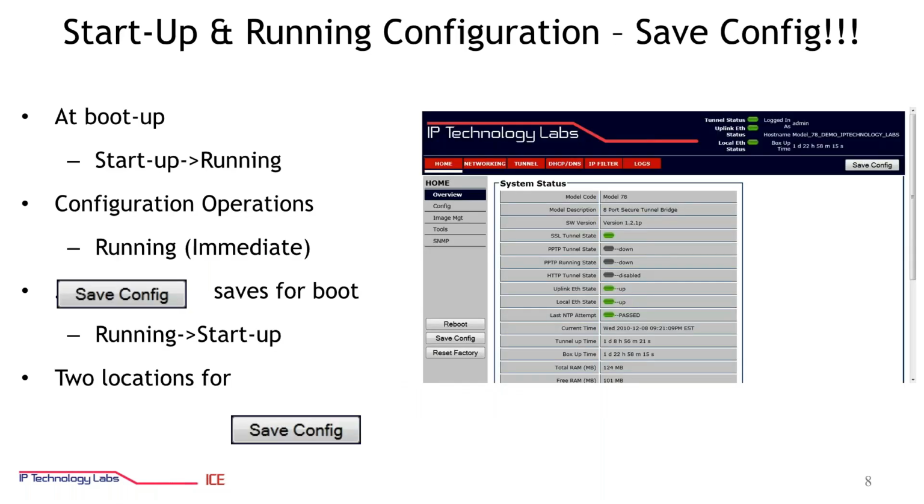So, startup config and saving the config. When the box starts up, it copies the startup config into the running config, and it will run based on that config. There are two different places where I can save the config, either in the upper right or the lower left. Saving the config will take my running config and save it as my saved config, which I'll boot on at the next boot.